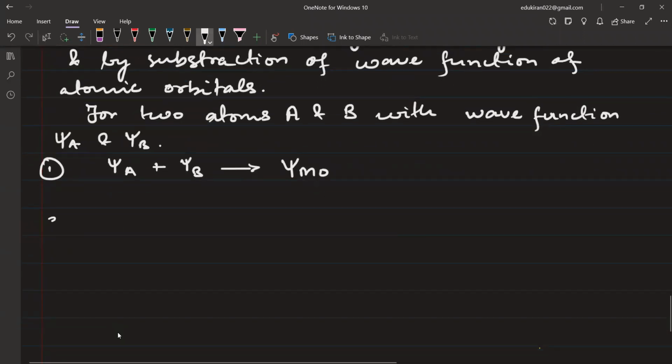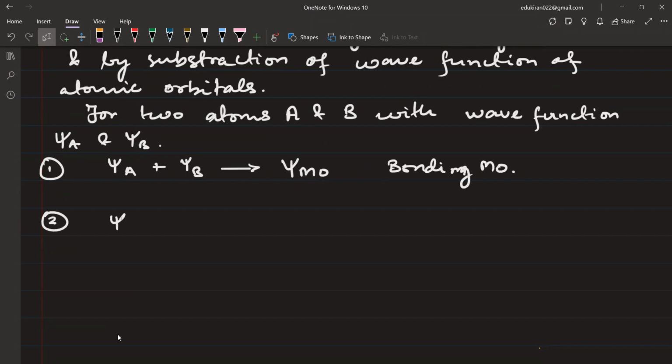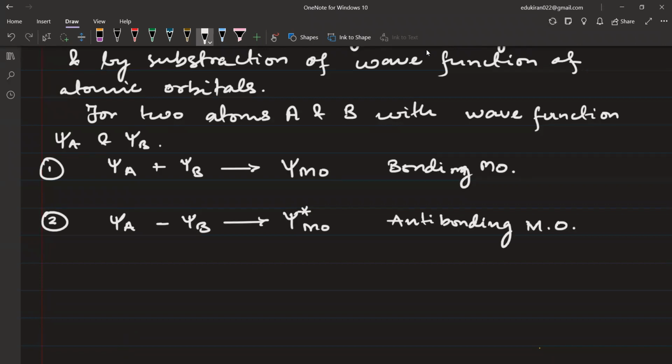This is your bonding molecular orbital. Second case will be psi A minus psi B. It is going to give you psi star MO. Okay, so we represent anti-bonding by psi star. Anti-bonding molecular orbital.